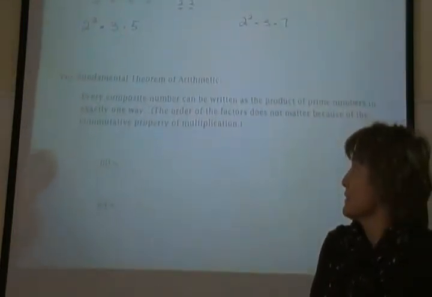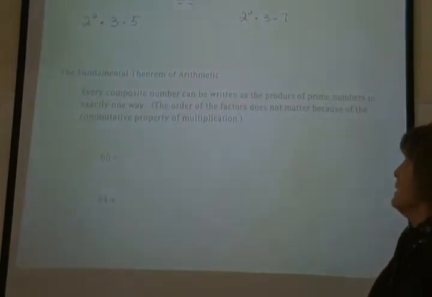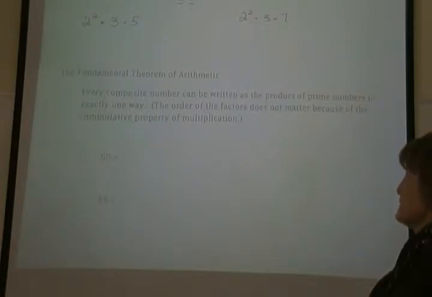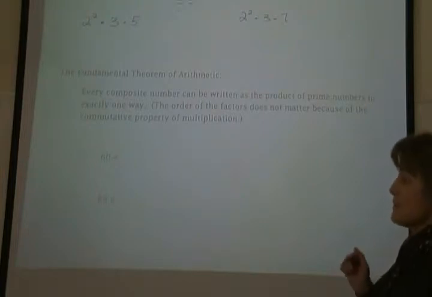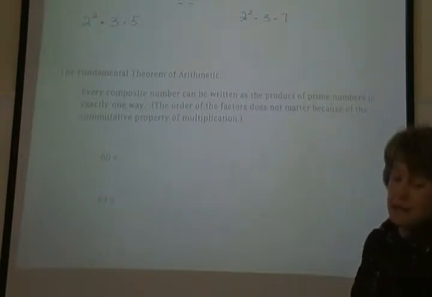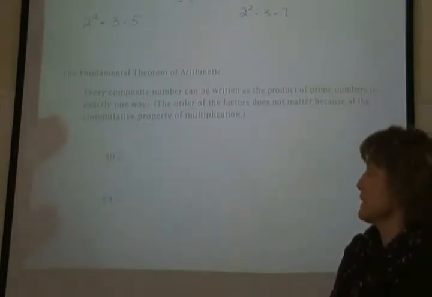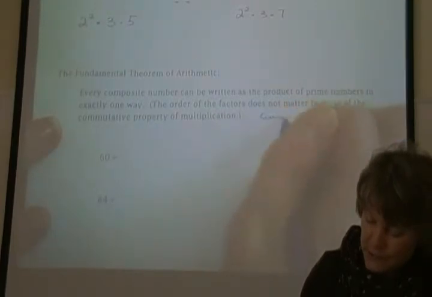So there is a fundamental theorem of arithmetic that you should know. And it says that every composite number can be written as the product of prime numbers in exactly one way. In other words, if you make a factor tree and your neighbor makes a factor tree, your factor trees should turn out exactly the same way. If you've taken it all the way down to the prime numbers, the order of the factors might be different from yours and your neighbor's, but it doesn't matter because there's a property in mathematics that you should know called the commutative property. And in case you don't know, the commutative property looks like this.